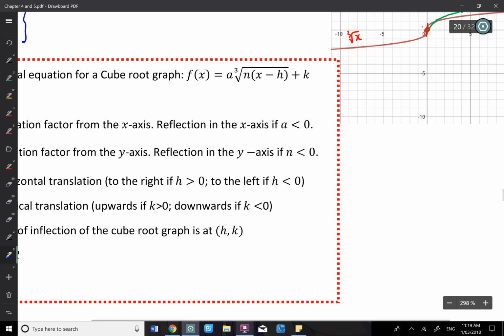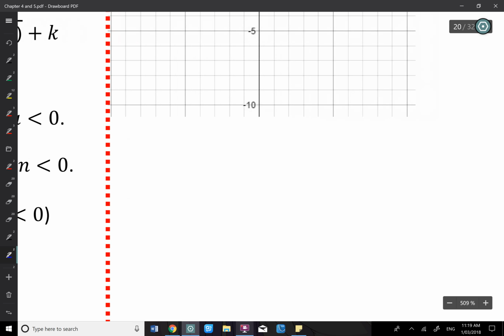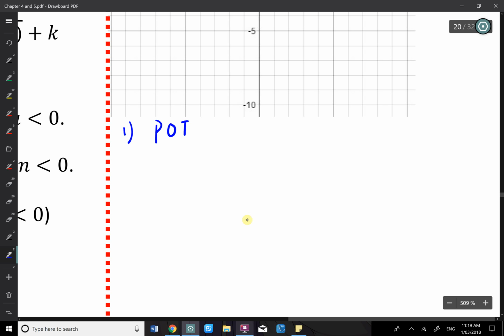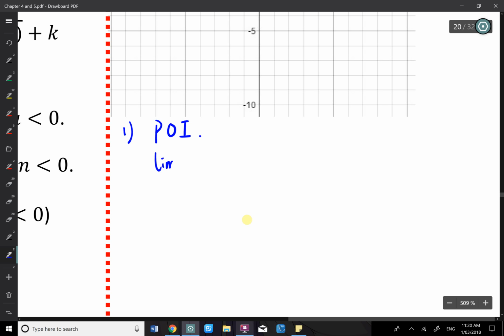Let's have a look at a more general case. Just a little bit of a small test. What is the first thing we need to find for a square root function? Endpoint. So the first thing we'll find for this one will be the point of inflection. The point of inflection is like the middle part. How to find that is exactly the same as how you find the endpoint of the square root. Do you remember? We make the linear equal to 0, which gives me an x value, and then the y value is just k.